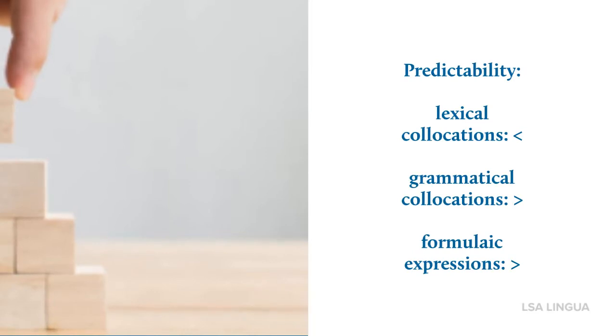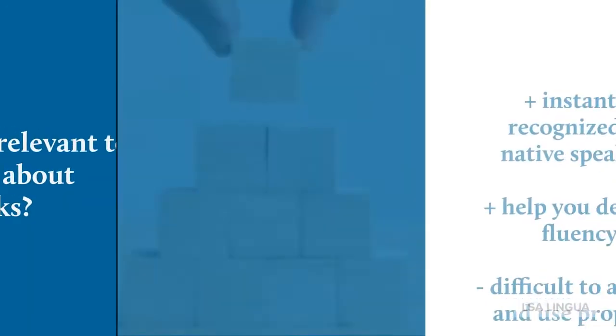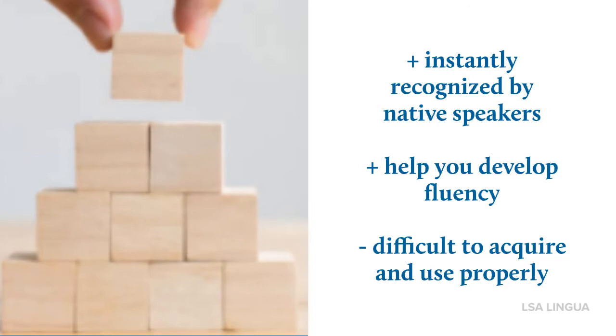But to introduce this properly, research in computational linguistics has shown that it's more difficult to acquire collocations because there's less predictability. So it's easier to acquire grammatical chunks and idioms, which are also known as formulaic expressions, due to the level of predictability. So why is it relevant to learn more about chunks? Well, the upside is that collocations can be instantly recognized by native speakers, and that down the line it's easier to be familiar with a lot of chunks because then it's easier to produce longer stretches of language output. However, it does remain a little bit difficult for learners in general to acquire and use them properly.